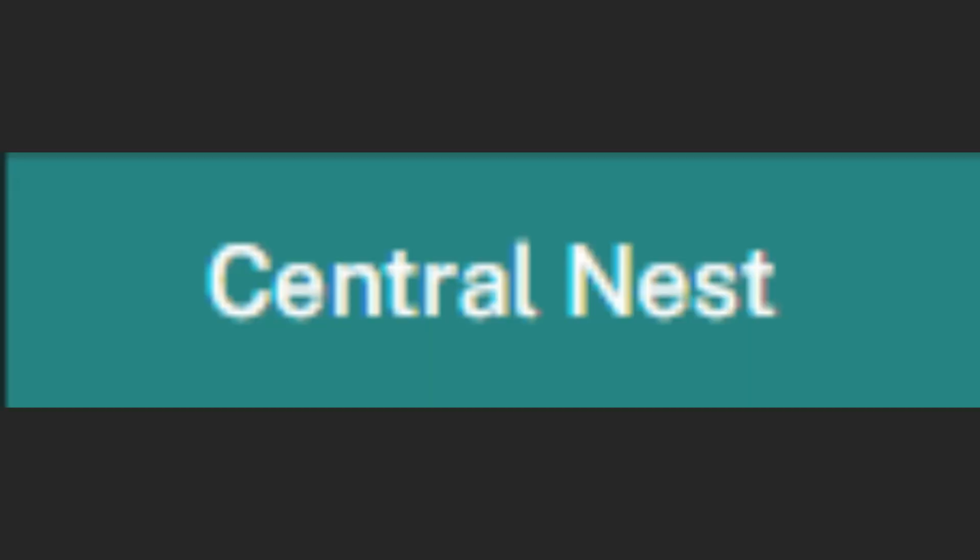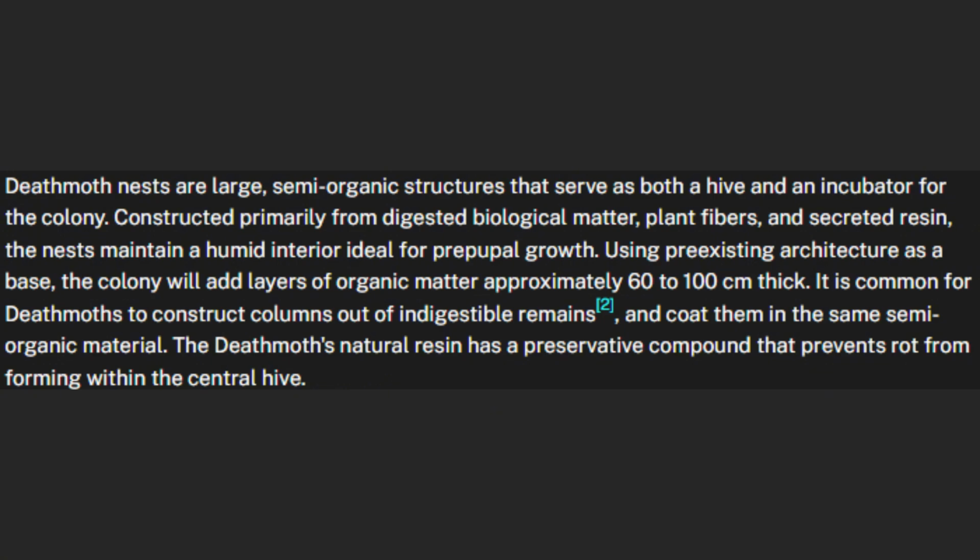Analysis. Central nest. Deathmoth nests are large, semi-organic structures that serve as both a hive and an incubator for the colony. Constructed primarily from digested biological matter, plant fibers, and secreted resin, the nests maintain a humid interior ideal for pre-pupal growth. Using pre-existing architecture as a base, the colony will add layers of organic matter approximately 60 to 100 centimeters thick. It is common for deathmoths to construct columns out of indigestible remains and coat them in the same semi-organic material. The deathmoth's natural resin has a preservative compound that prevents rot from forming within the central hive.